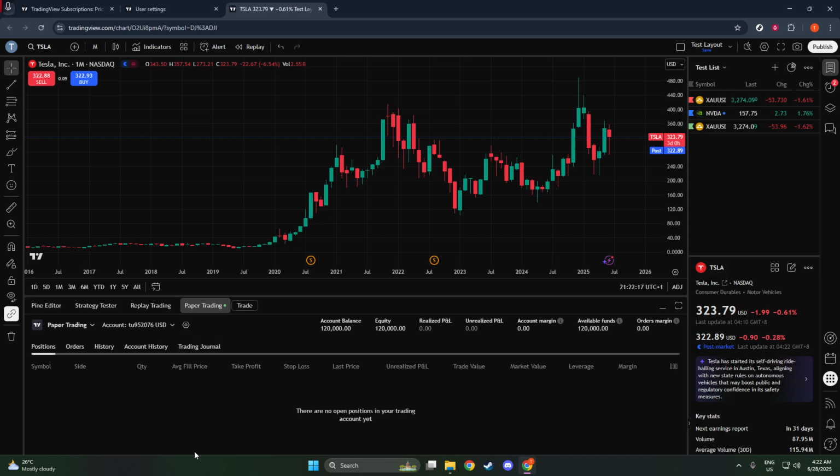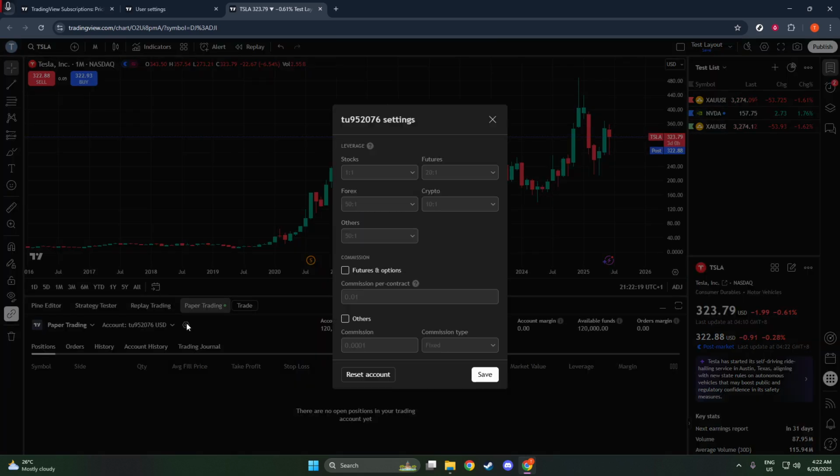Now, as we proceed, you'll be looking for an option to reset your paper trading account. This is an important feature because it allows you to start afresh, letting you set a new initial balance and, most importantly, modify the leverage ratio according to your preference. Adjusting the leverage helps you simulate different trading conditions and is especially beneficial if you're looking to understand how leverage impacts your trades and overall strategy.